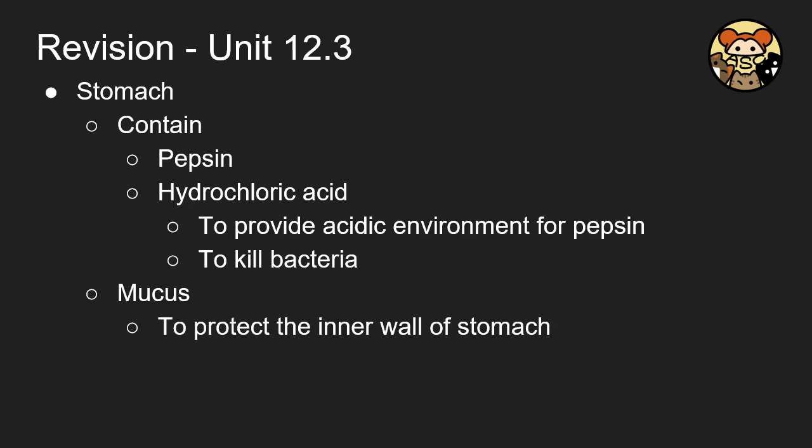In the stomach, not just the pepsin, that is the enzyme in the stomach, it also contains hydrochloric acid. It will provide an acidic environment for pepsin to work. And also the hydrochloric acid will kill the bacteria. In order to protect itself from the action of pepsin and also hydrochloric acid, the stomach will produce mucus to protect the inner wall of the stomach.